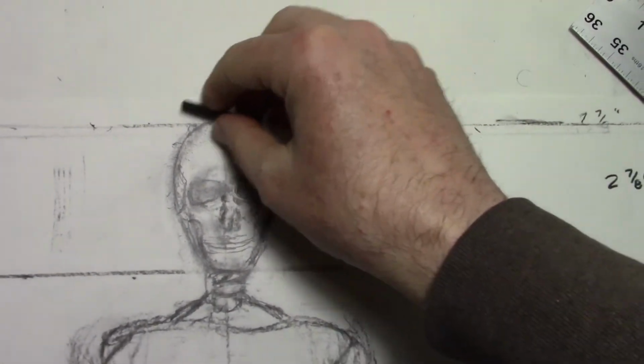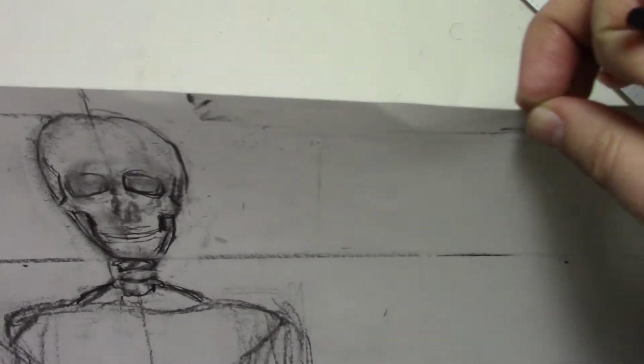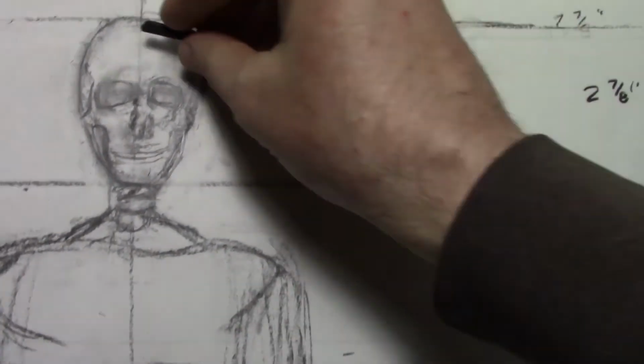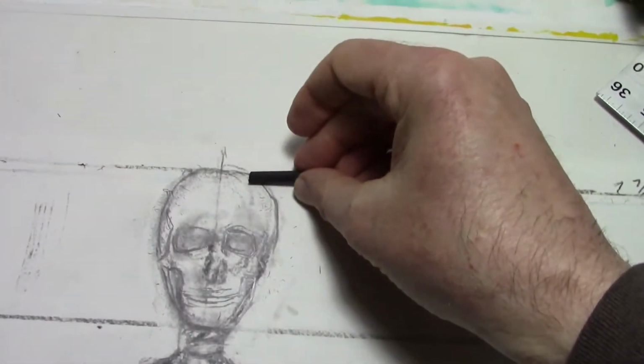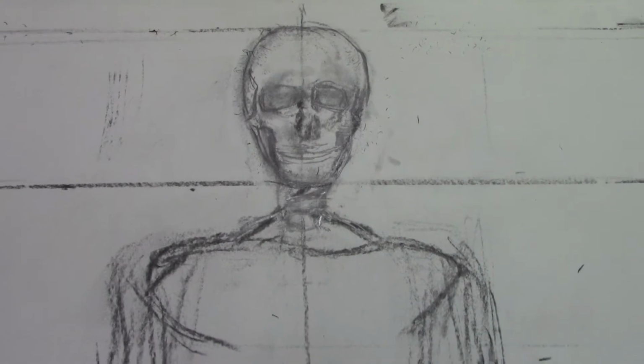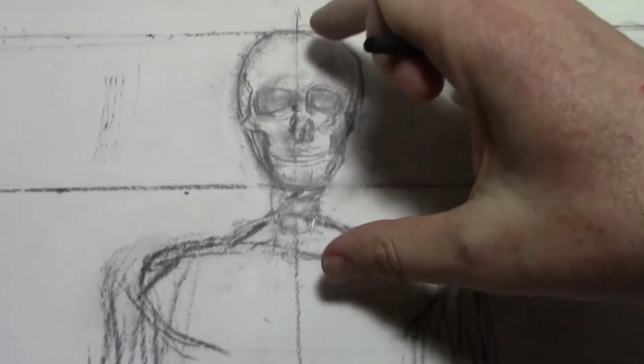Do not bring it all the way to the top of your drawing paper. That does not make a good composition. Leave a little space up there. All right, and make sure that your head begins at the top and ends at the bottom in that first section. It can't be smaller than that. It can't be bigger than that.